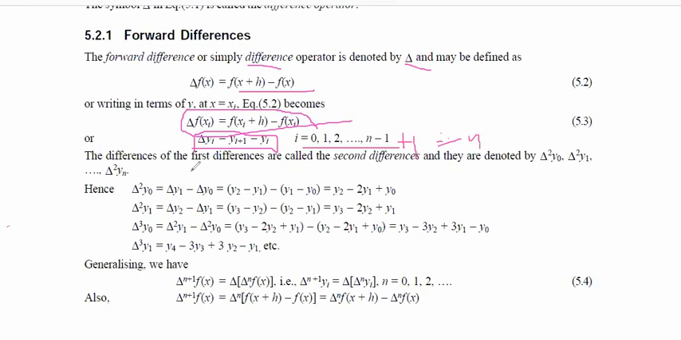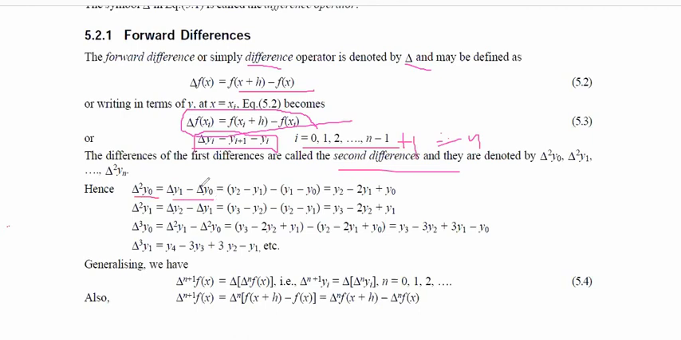Differences of the first difference are called the second difference. The first difference is this one, and differences of the further differences, I mean this second difference. Second difference is what? Delta y1 minus delta y0.